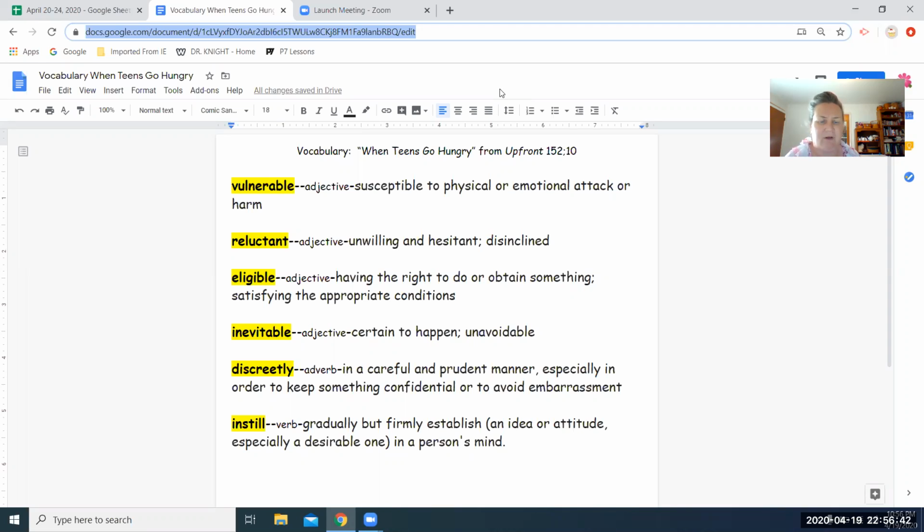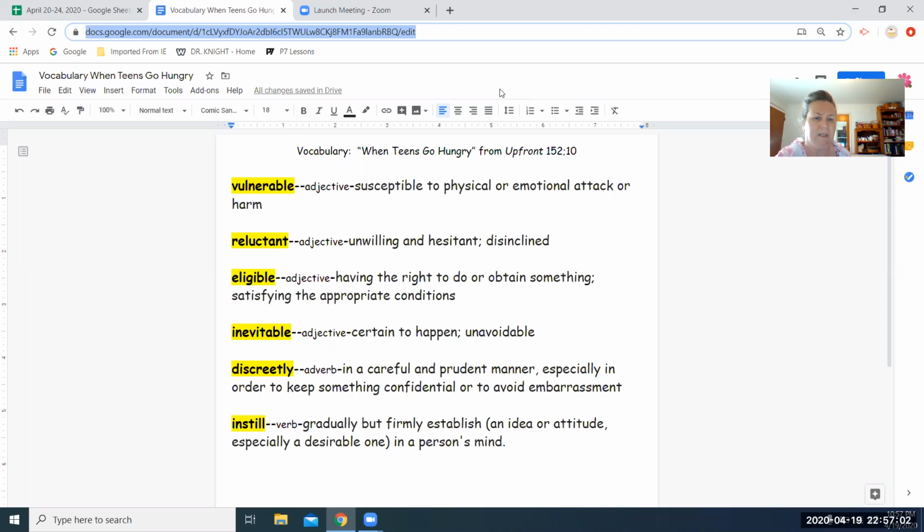Okay, what you see in front of you are the vocabulary words. There are six of them, and they are going to all go along with the story we are about to read, When Teens Go Hungry. The first word is vulnerable. Vulnerable is an adjective, and it means susceptible to physical or emotional attack or harm.